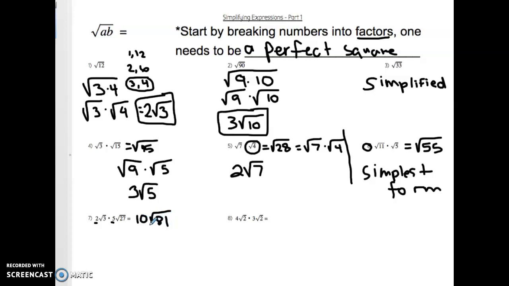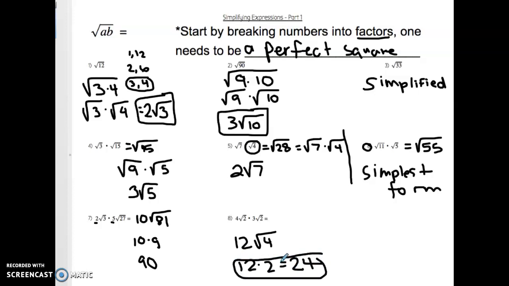Okay, here the square root of 81 is 9, so this is just 10 times 9, which is 90. Cool. I'm going to have you pause it and try number 8. Okay, looking at this one, we would do 4 times 3, which is 12. And then the square root of 2 times the square root of 2 is the square root of 4. Well, we know the square root of 4 is 2, so just 12 times 2, so 24.